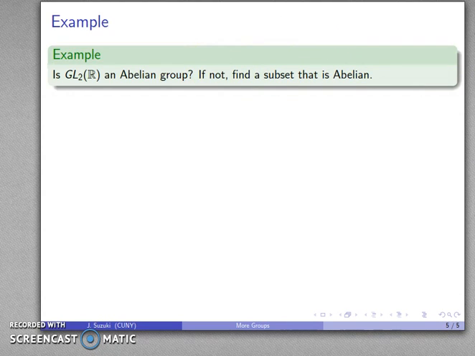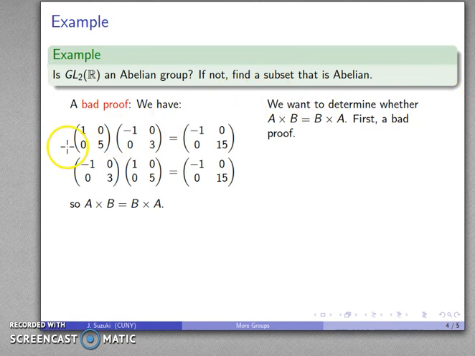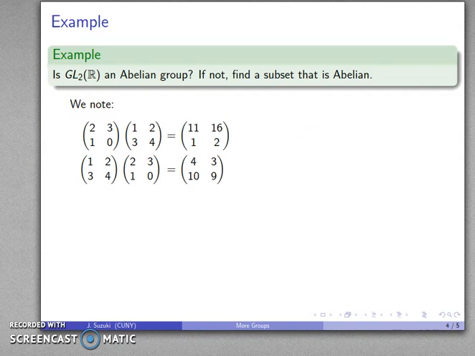And again, here's where it's useful. We actually found an example that does commute. So we started out with these two matrices and found that the product of these two matrices is the same regardless of the order that we multiplied them in. And so we might want to look closely at this example where we do have commutativity and compare it to this example where we don't.